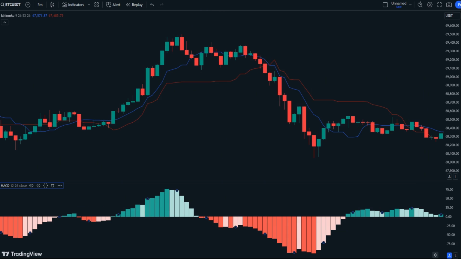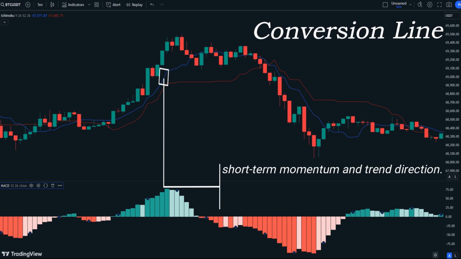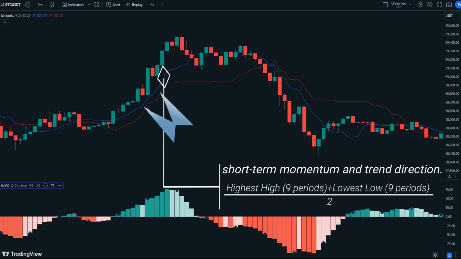First, we will become familiar with the concept of the blue line, also known as the conversion line. The conversion line is used to identify short-term momentum and trend direction. It is the average of the highest high and the lowest low over the past 9 periods. When the conversion line is above the current price, it often acts as a resistance. When the line is below the current price, it can act as a support.